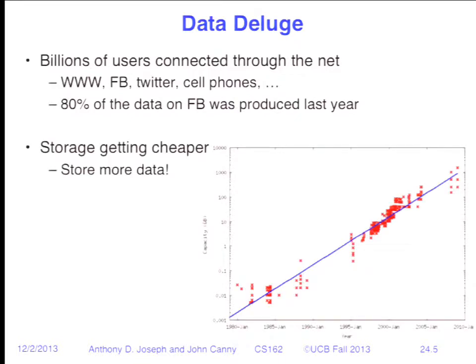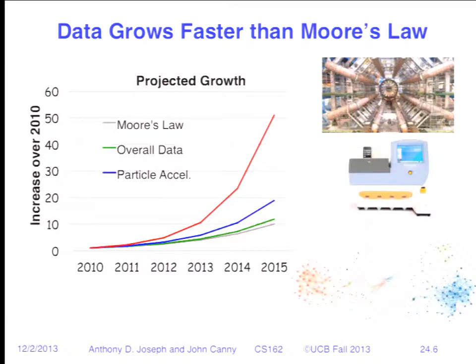The good news is storage is getting cheaper. Here's a graph that shows the capacity as a function of time, and it's growing exponentially. However, data is growing faster. And, this graph is unfortunately still messed up. But here are some graphs that show the amount of data being generated by genetic sequencing, by particle accelerators, and overall, the data being generated across the world.